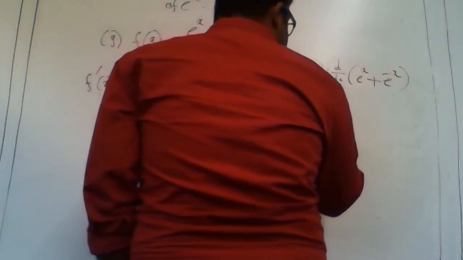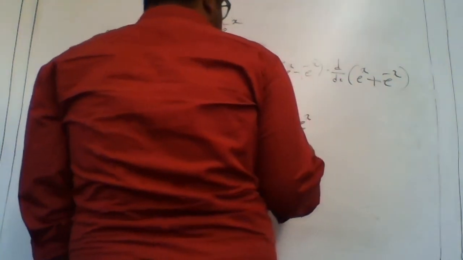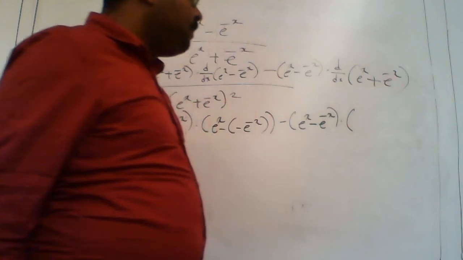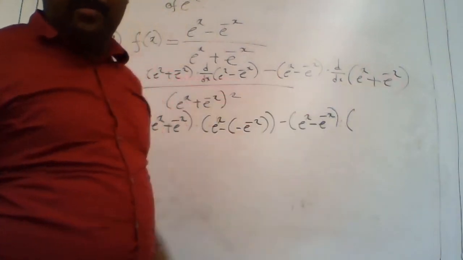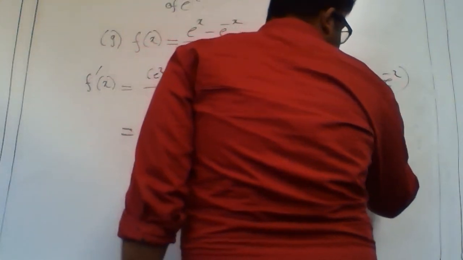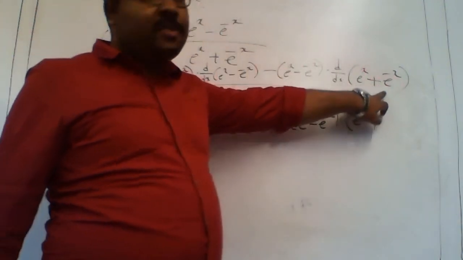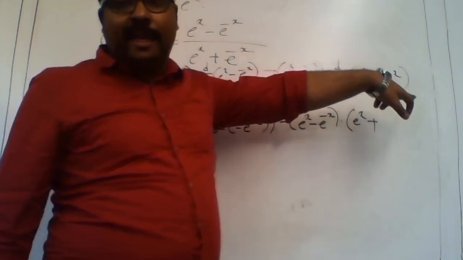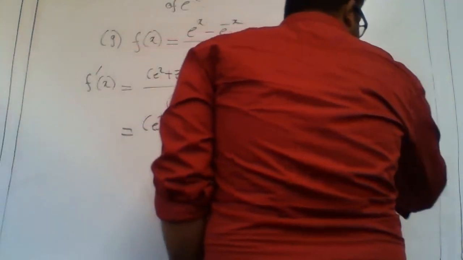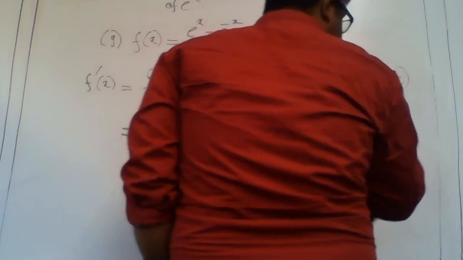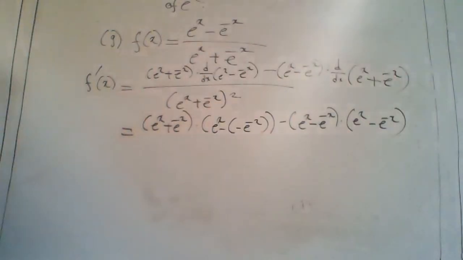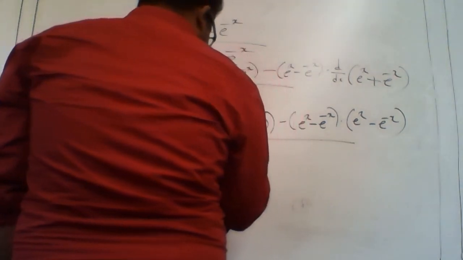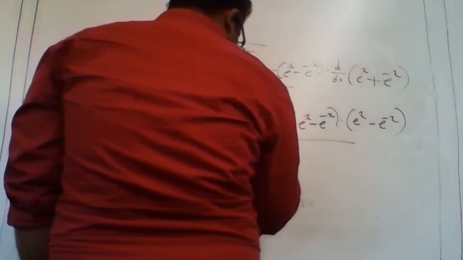Minus e to the power x, minus e to the power minus x times. So here also, the derivative of e to the power x is e to the power x. And what is the value of the derivative of e to the power minus x? It is e to the power minus x times the derivative of minus x, which is minus 1. So it should be minus of e to the power minus x, whole divided by e to the power x plus e to the power minus x whole square.